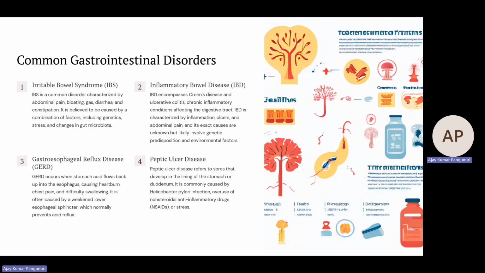Peptic ulcer disease. Peptic ulcer disease refers to sores that develop in the lining of the stomach or duodenum. It is mainly caused by Helicobacter pylori or overuse of non-steroidal anti-inflammatory drugs or stress.